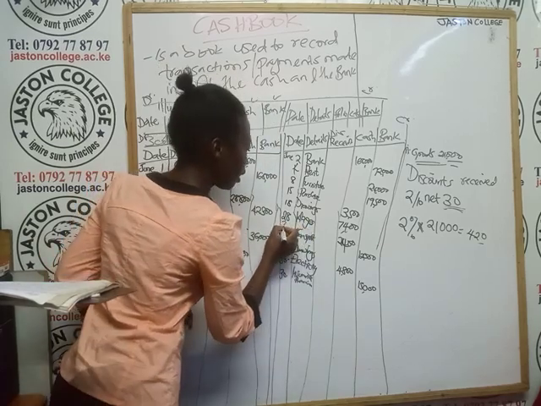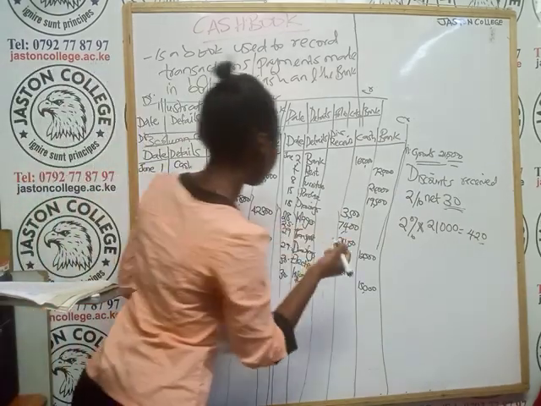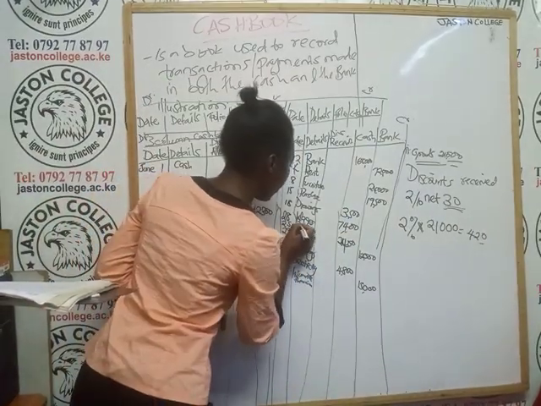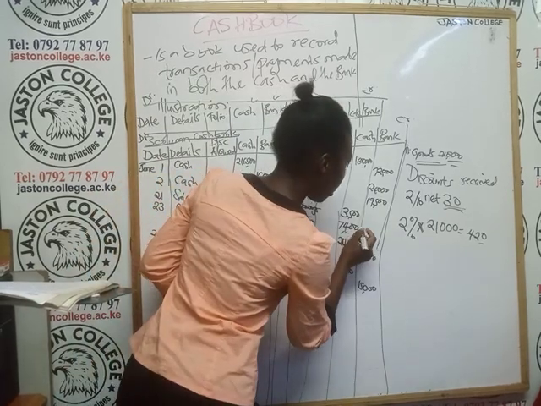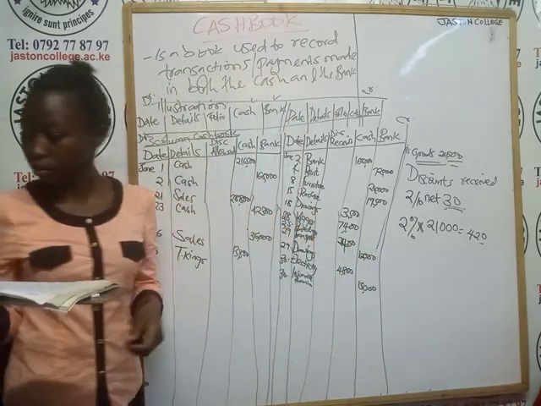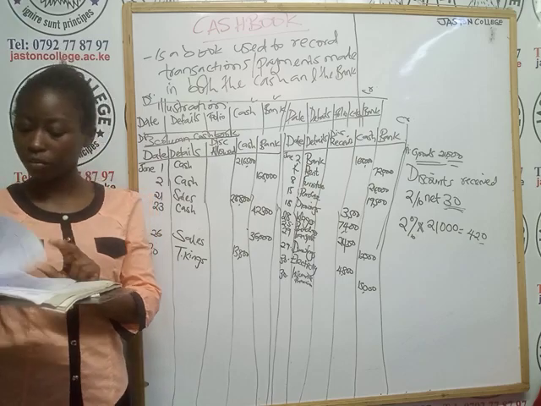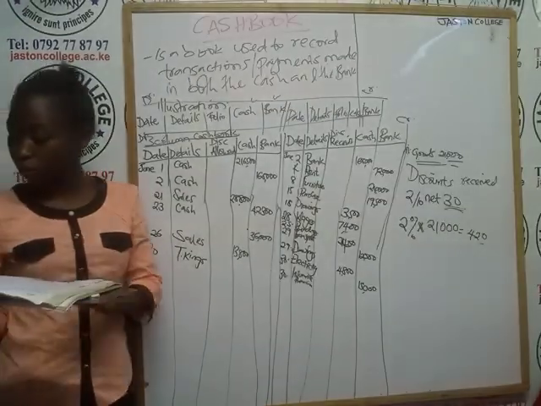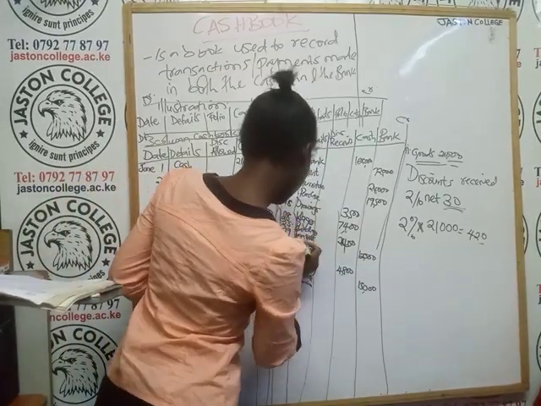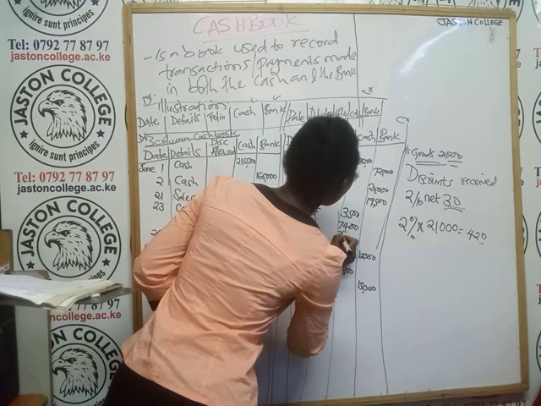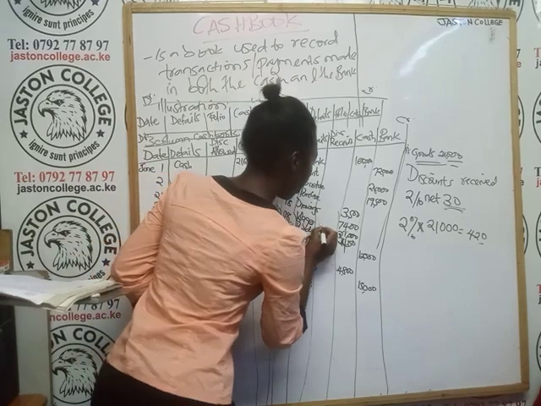On 25th, it will be on this side because we got discount. On 25th we made purchases of 21,000, and we got a discount of 420.